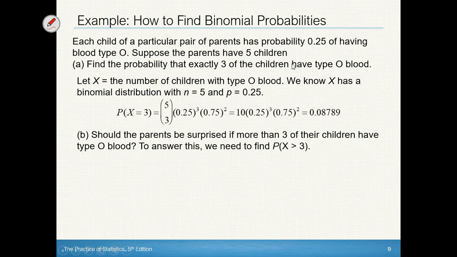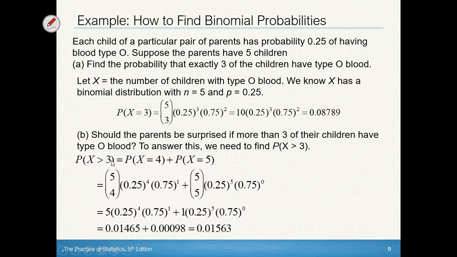Should the parents be surprised if more than 3 of their children have type O blood? I'll show you the calculator in just a second, how to use those functions. In other words, what's the probability that more than 3 of them have type O blood? Well, more than 3 means it's either 4 or 5. So here's the formula for 4. Here's the formula for 5. Worked it out. Should they be surprised if more than 3 of them have it? Kind of, because there's only a 1.5% chance that that will happen.